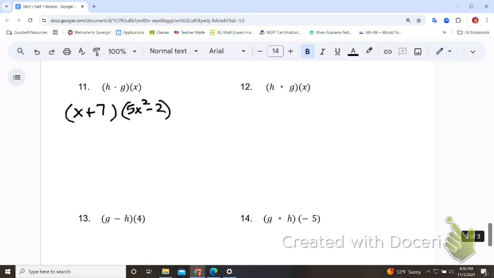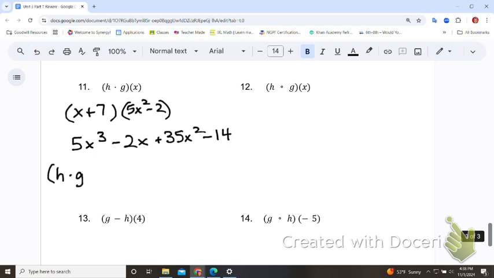So I'm going to go x times 5x, 5x cubed, x times negative 2, negative 2x. X is done multiplying. Now it's 7's turn. 7 times 5x squared, 35x squared. And 7 times negative 2 is negative 14. Then I would just tidy this up a bit to include my label at the front.